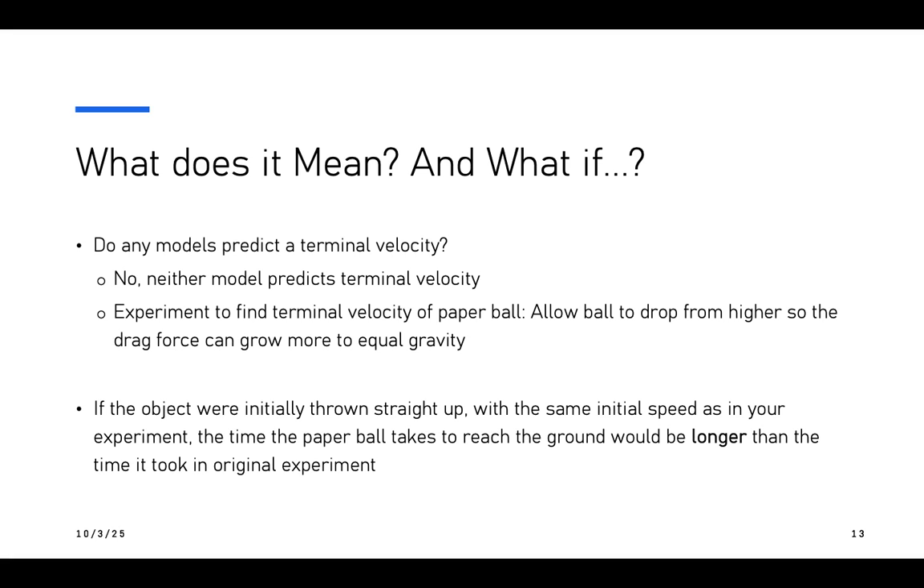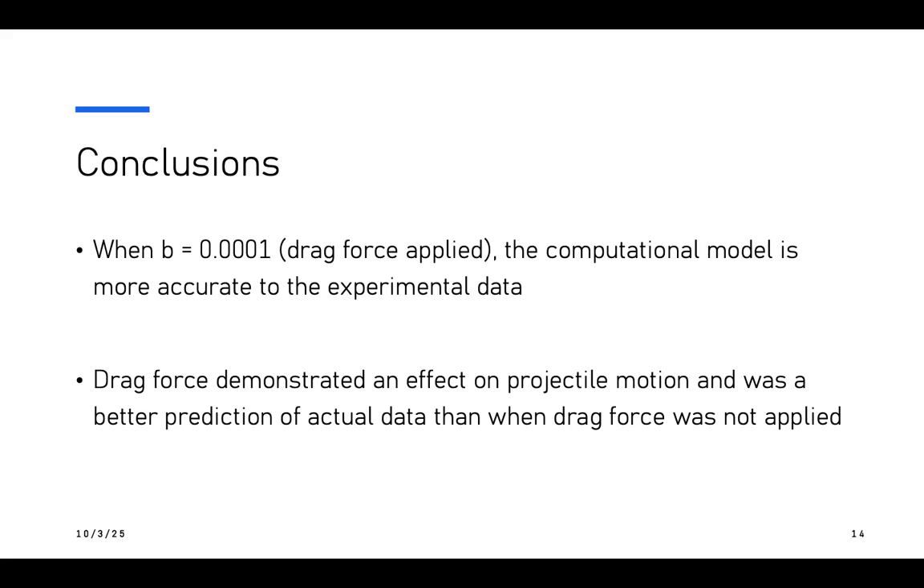When thrown straight up, the paper ball has to rise and then fall back down, and air resistance will slow this process so it stays in the air longer when compared to being thrown at an angle. The conclusions are that when b equals 0.001, so drag force is accounted for, the computational model is more accurate to the experimental data, and drag force did demonstrate an effect on projectile motion.